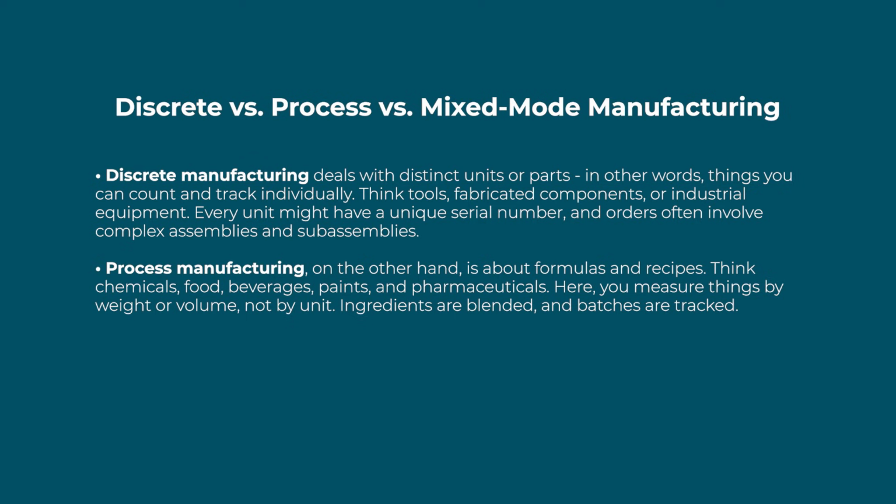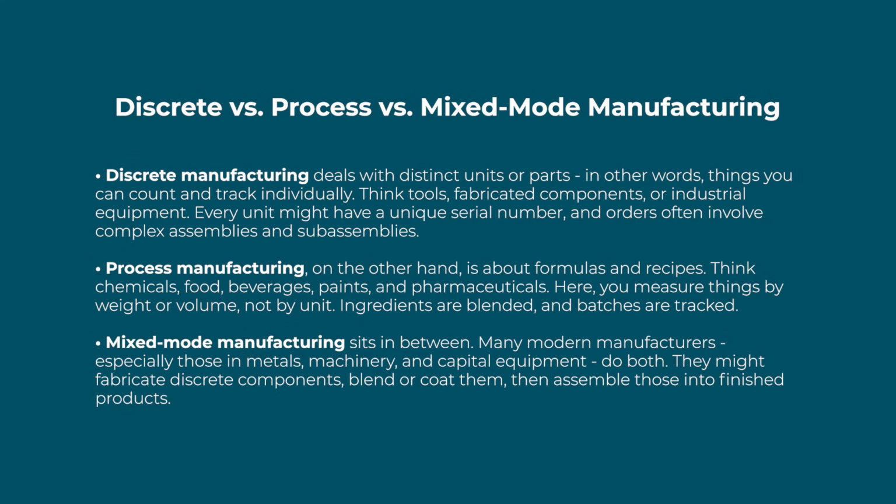Process manufacturing, on the other hand, is about formulas and recipes. Think chemicals, food, beverages, paints, and pharmaceuticals. Here, you measure things by weight or volume, not by unit. Ingredients are blended and batches are tracked. Mixed mode manufacturing sits in between. Many modern manufacturers, especially those in metals, machinery, and capital equipment, do both. They might fabricate discrete components, blend or coat them, then assemble those into finished products. A mixed mode ERP bridges those workflows. It can plan make to order and make to stock, track serialized and non-serialized inventory, and manage multiple production methods.